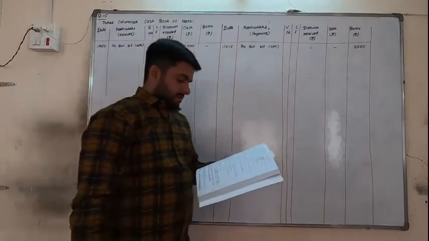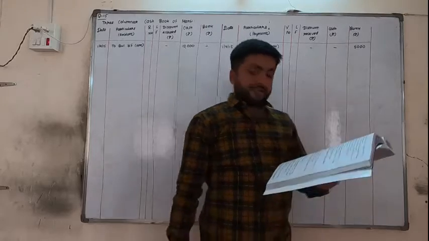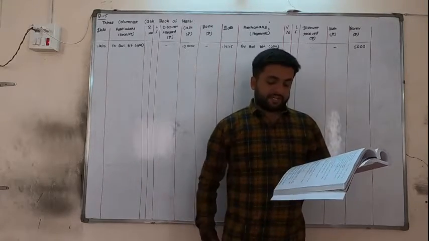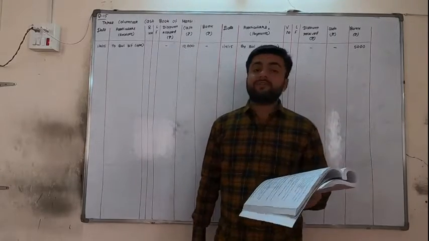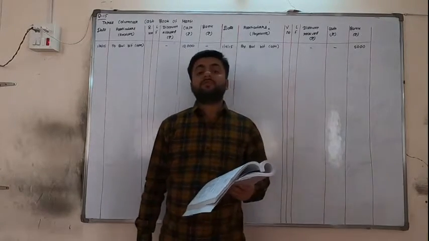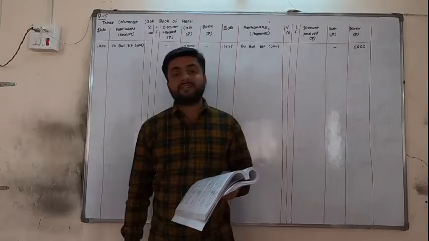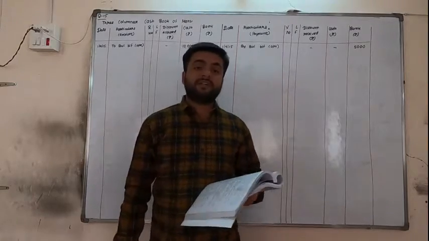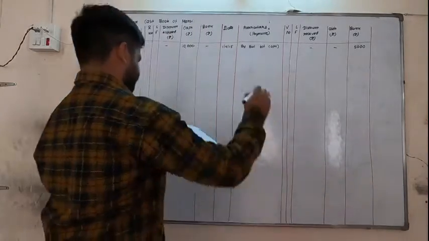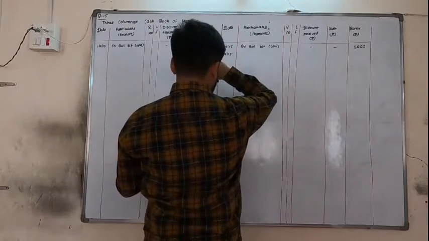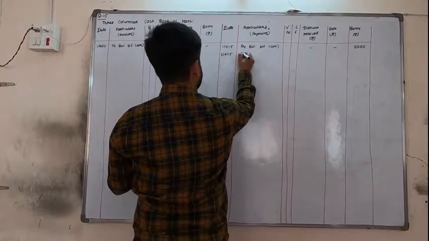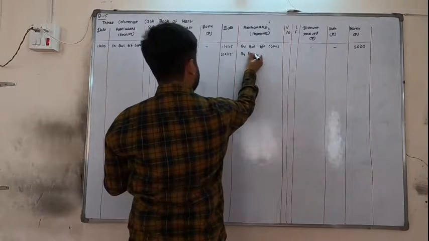Next, goods of 5,000 purchased for cash from Cable at 10% rate discount and 2% cash discount. We are purchasing the goods in cash, cash is going out, so credit side, both discount is given, so that calculation must be shown. On 2-9-15, by purchase account.